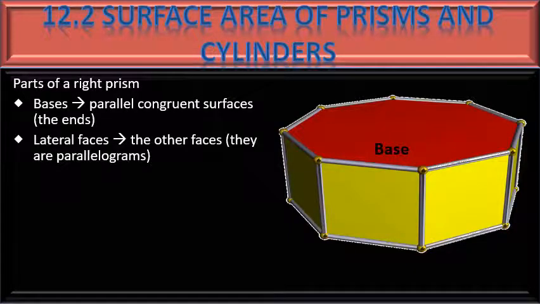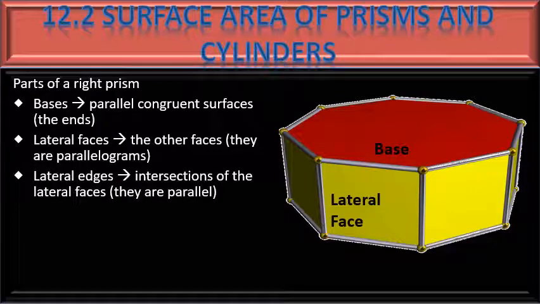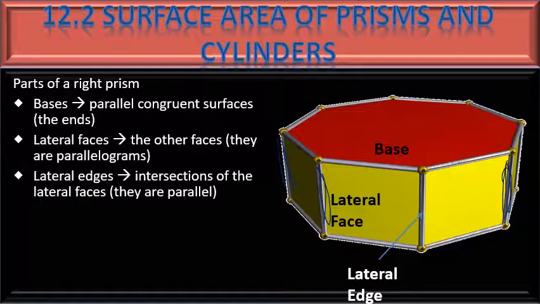The lateral faces are the other faces, so the faces that connect the bases together. And they will always be parallelograms in a prism. The lateral edges are the intersections of the lateral faces. They're parallel. So that's a lateral edge, and that's a lateral edge, and that's a lateral edge, and that's a lateral edge.